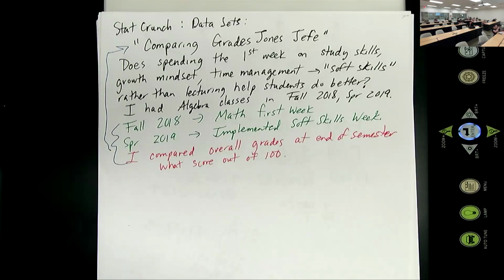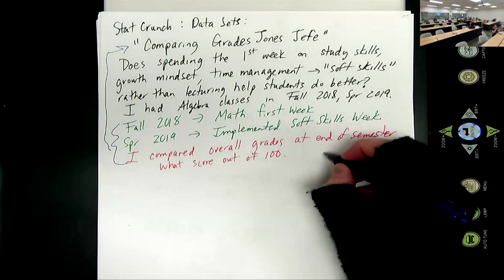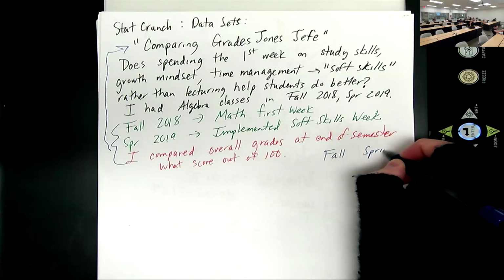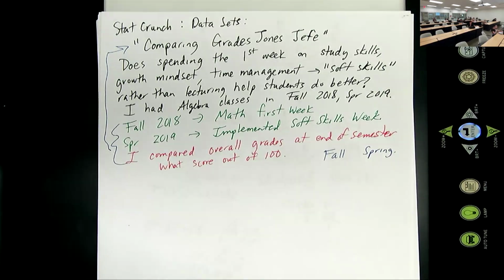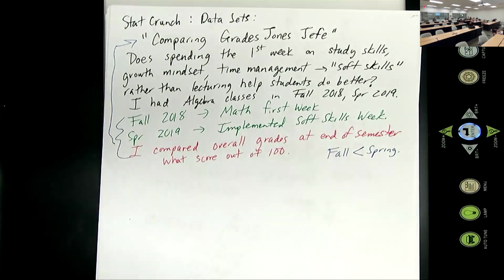So if I want to compare these two groups, fall versus spring, which one should be larger based on my claim? Should fall be bigger than spring, or should fall be less than spring? I hear less than and bigger than. Does someone want to present their reasoning? If I think the grades will be higher, say it's going to go up to like 92, which would be an amazing average, then the fall probably has a lower average. I'll go with that.